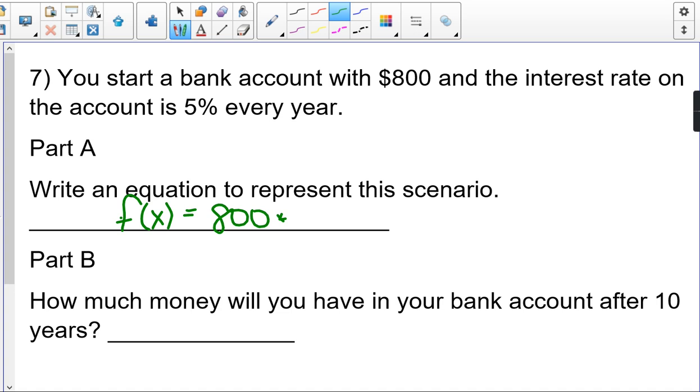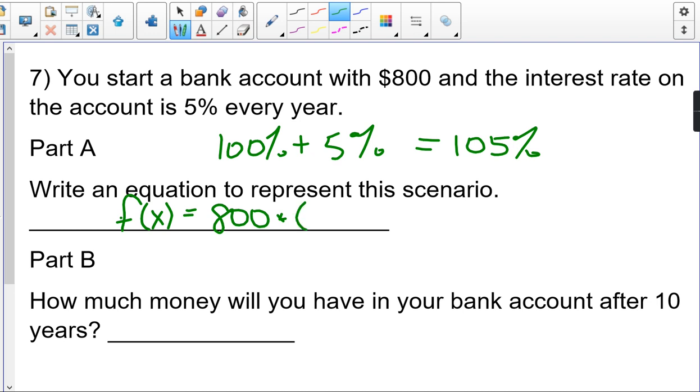So we discussed that we think about adding 5% to the amount of money we had. So we have 100% of our money, right? I have the whole $800 and I want 5% more. So we're going to end up with 105% of our money, right? The whole amount plus 5%. So we write that as a factor of 1.05, right? We take 105% and make it into a decimal.